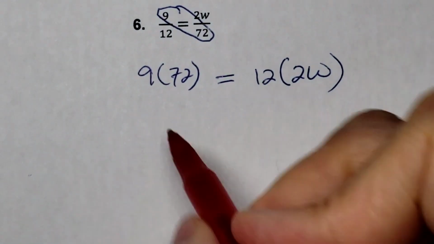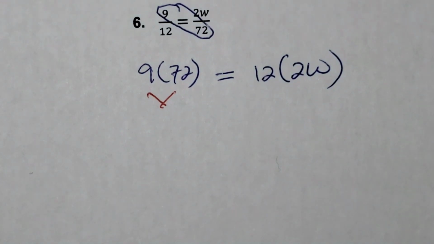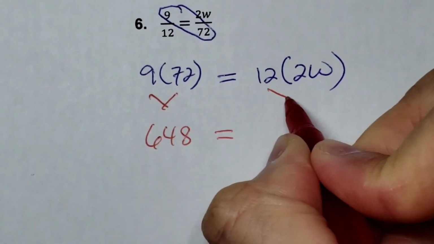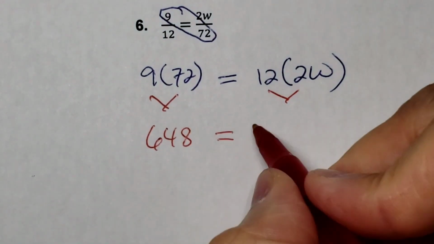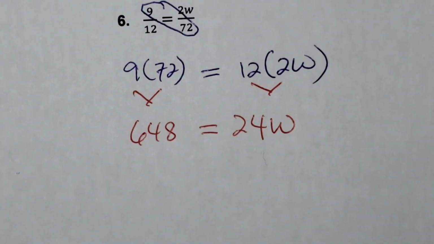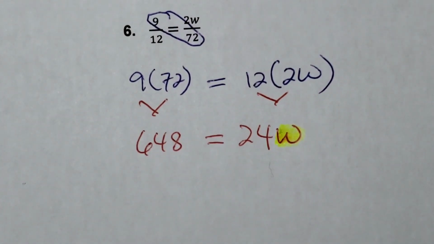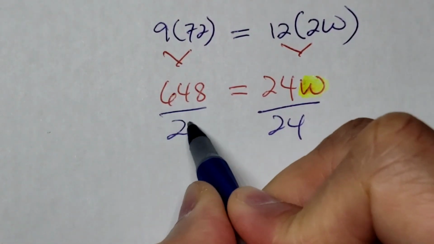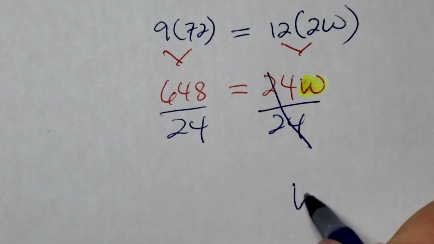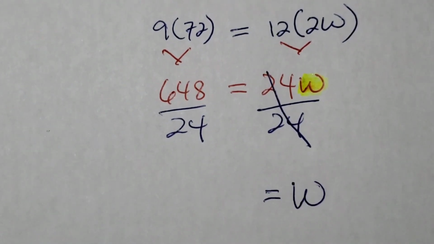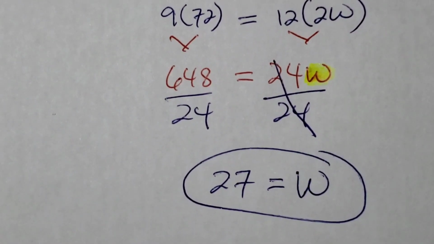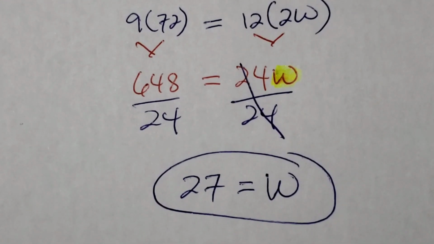Now, 9 times 72, if you use the calculator, should give you 648, equal to 12 times 2w, which is 24w. There's only one step. We need to isolate the variable. Solve for w by undoing its multiplication, which is division. We're going to divide by 24 on both sides. That equals 1, and what's left is 1w, which is just w. 648 divided by 24 should give you 27. Fairly easy. All right, next.